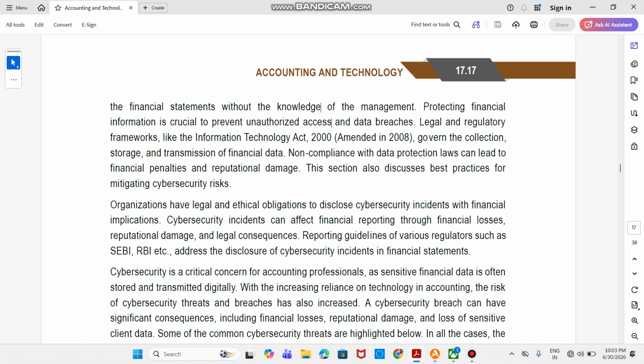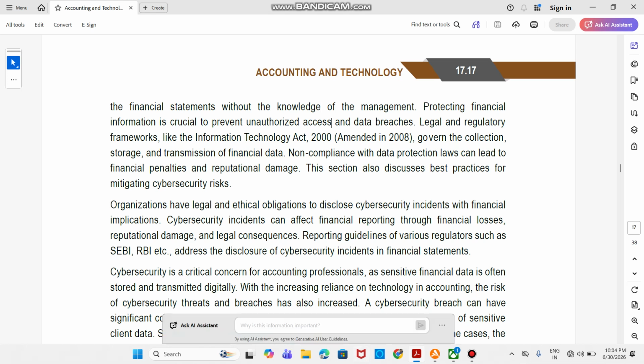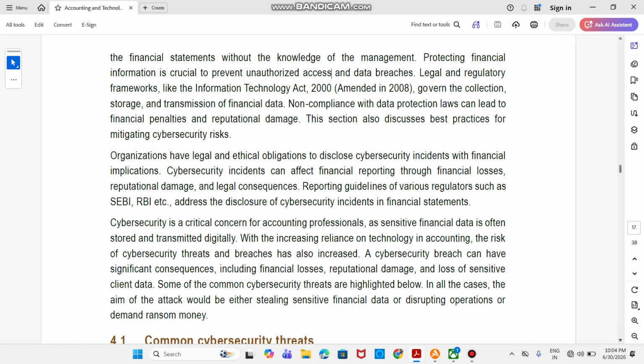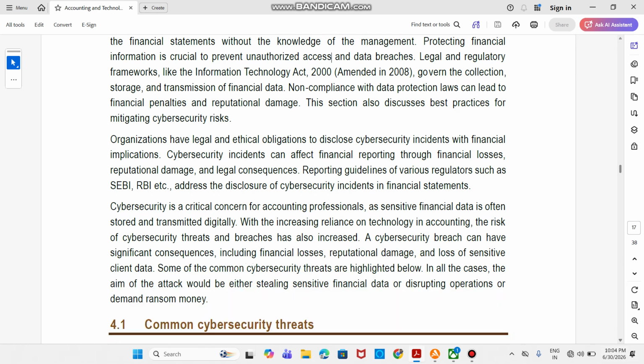What is meant by cyber security in accounting, and what are the various risks, and also how to counter them? A lot of paras are given, but the key things that you'll be expected to reproduce are these. Once you listen to this quickly, parallelly make note of it as well. Cybersecurity incidents can affect financial reporting through financial losses, reputational damage, and legal consequences. I repeat the key terms: financial losses, reputational damage, and legal consequences.